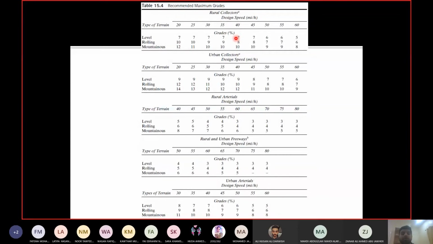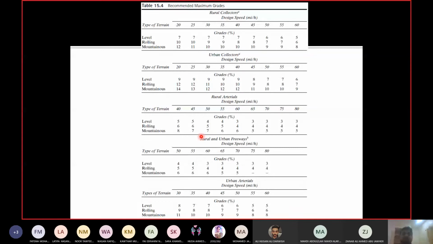What is the effect of the type of road? The same effect as the speed. For example, collectors usually have lower speed than arterials. Arterials are longer, so they have higher speeds, and they have less access and more mobility, so they have higher speed. So when you increase the speed, the gradient should decrease. So usually arterials have lower gradients as compared to collectors, and vice versa. Okay.